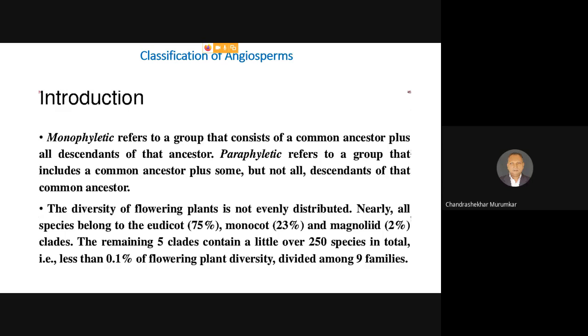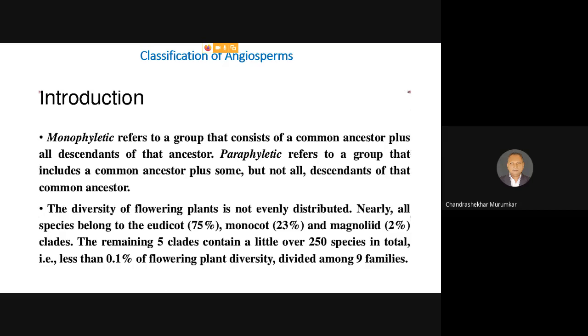The diversity of the angiospermic flowering plants is not evenly distributed. Nearly all the species belong to eudicots. They are almost 75%. The monocots, because they are totally separate, are 23%. And the remaining magnoliids, what we know as a primitive group, or basal angiosperms, stand for only 2%. That's why they are not called families or orders, but they are called clades. The remaining 5 clades contain a little over 250 species in total, less than 0.1% of the flowering plants.